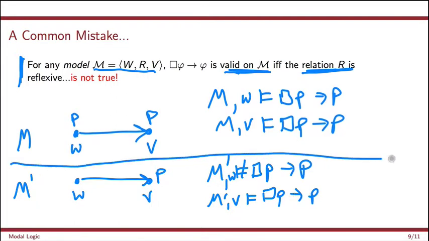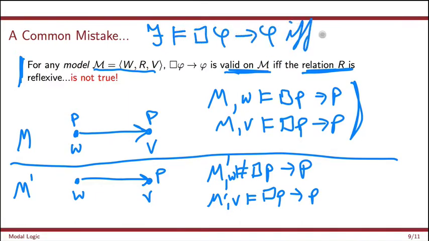So we can see what the situation is. We have a model here where the relation is not reflexive, but box P implies P happens to be valid. So it's really important that the original result is that for any frame, the frame validates the formula box phi implies phi if and only if F is reflexive. It's important that this is a fact at the level of frames and not at the level of models, because when you fix a particular model, you fix a valuation.